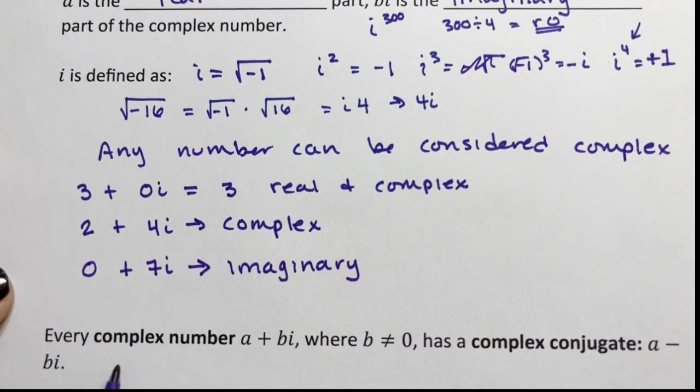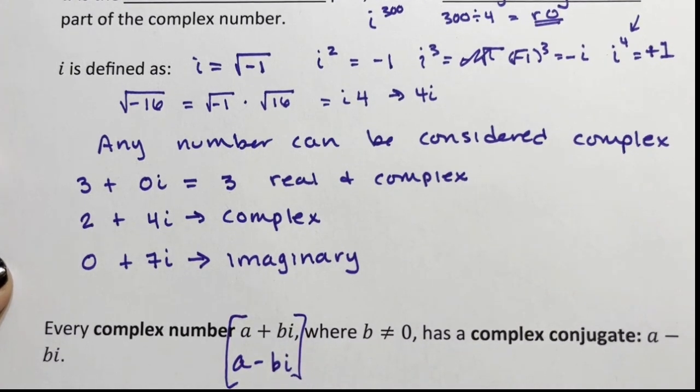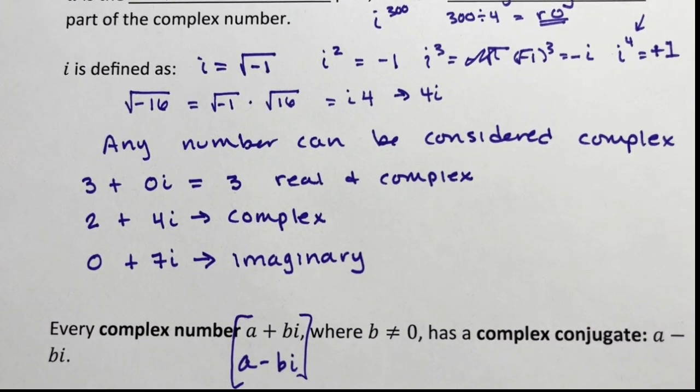So every complex number, a plus bi, where b isn't 0, has a complex conjugate, a minus bi. These pairs become really important, especially when you start looking for zeros of a polynomial, because they get paired up. If a plus bi is a zero of a polynomial, so is a minus bi. So once you start getting into polynomials, which is why we learn about complex numbers, honestly, a plus bi and a minus bi are always partners in crime. So it's important to remember that.